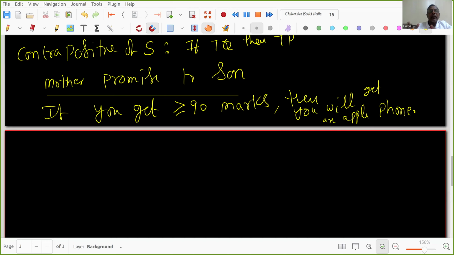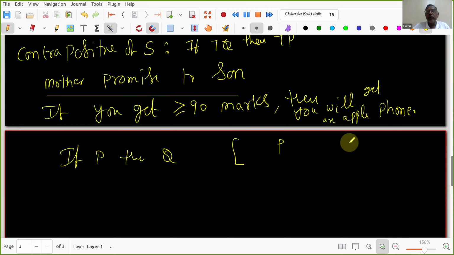We will check whether we get an Apple phone or not only when the marks are greater than or equal to 90. The first condition is satisfied, the second is not satisfied, then only the promise is violated. If the first one is not satisfied, it is still okay. So that's why if P then Q is false only in one case. Can you tell me, what are the P and Q values in that case only where it becomes false?